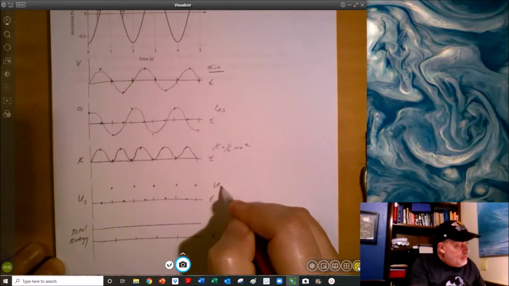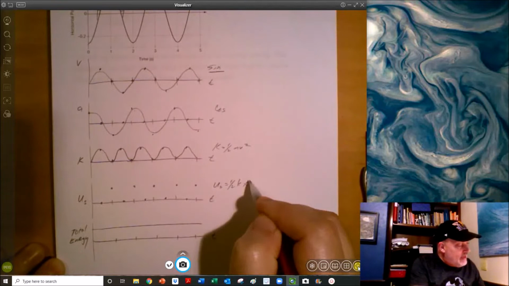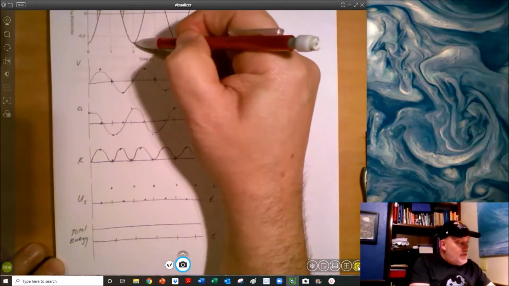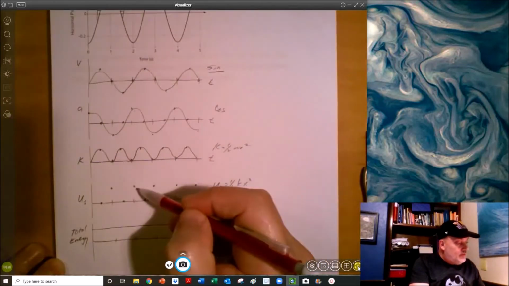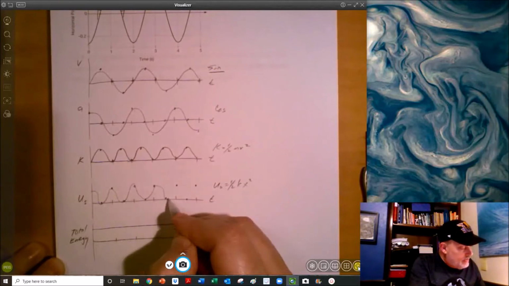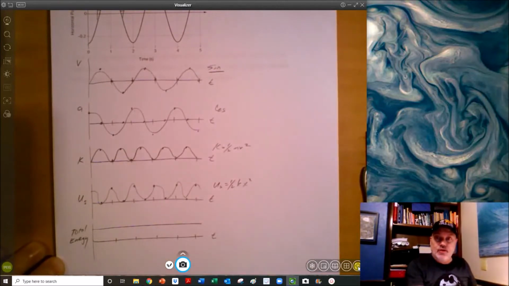And since spring potential energy is 1/2 kx squared, again, we should have no negatives. And when we have a negative position, it gets squared, so we get a positive maximum. So it should look kind of like this. All right, and there you go.